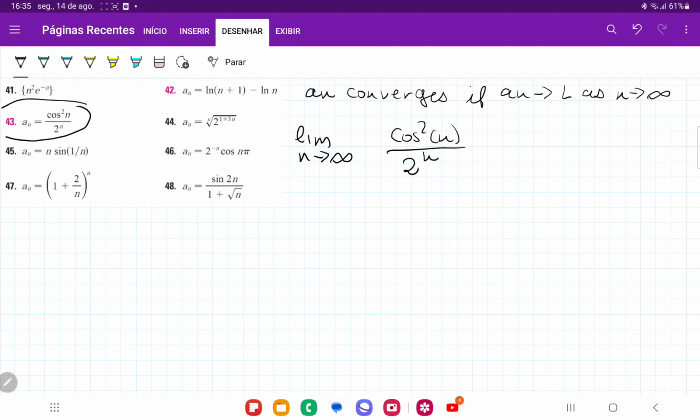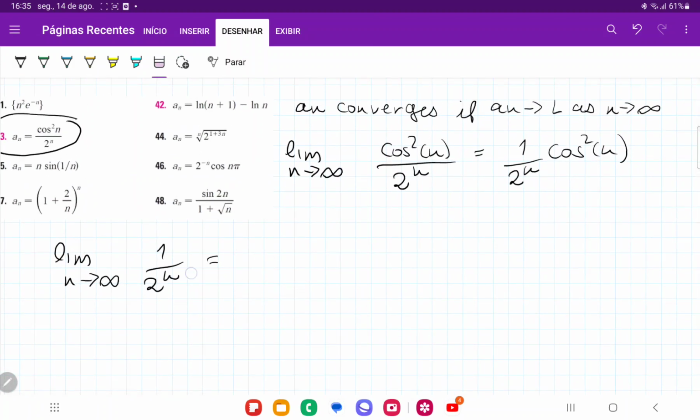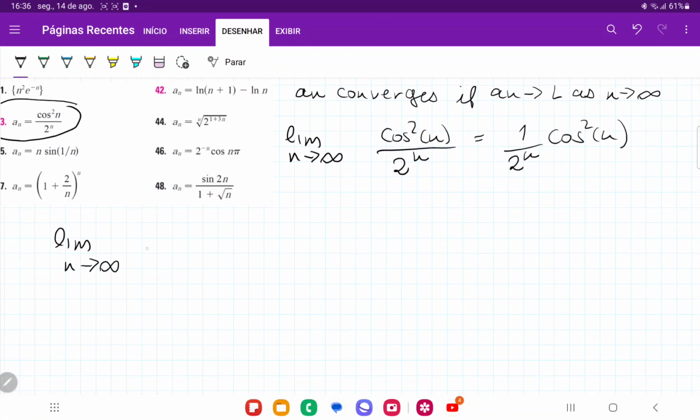And now this is actually two functions multiplied, right? This is 1 over 2 to the n, times cosine squared of n. The reason that I'm separating them is so that we can talk about them in parts. The limit as n approaches infinity of 1 over 2 to the power of n is pretty easy. This is just 1 over 2 to the power of infinity, which is 1 over infinity. That is going to give us 0, right? But what about the limit as n approaches infinity of cosine squared of n?